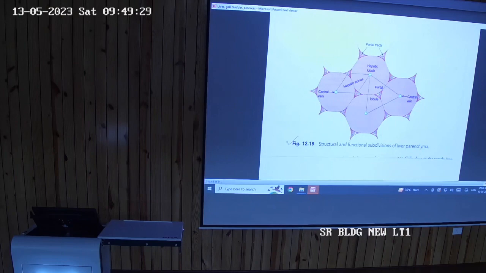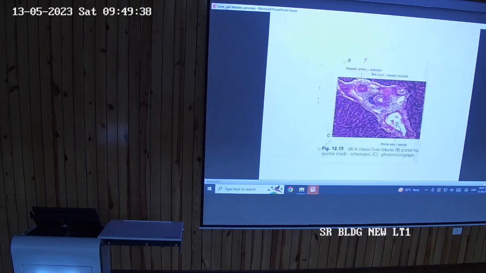Now, see this portal lobule with the other hepatic lobule. Any difference? Look at the diagram and tell me. Is there any difference between the central lobule and the portal lobule?